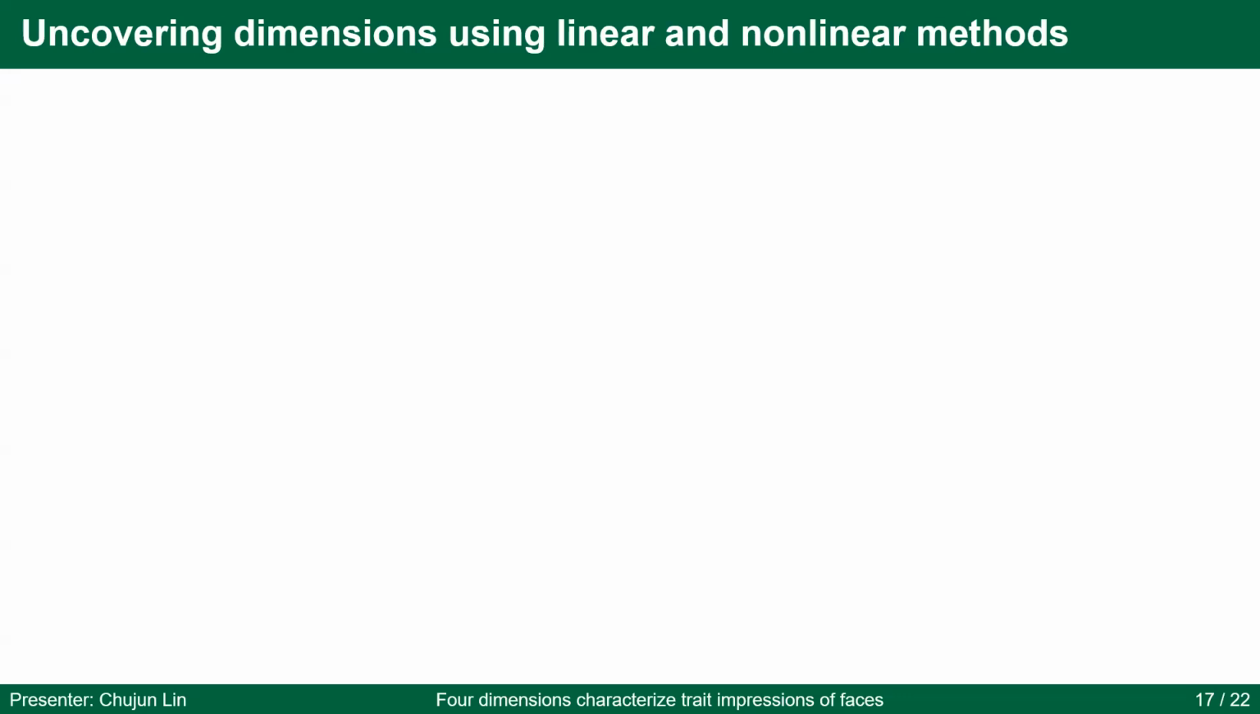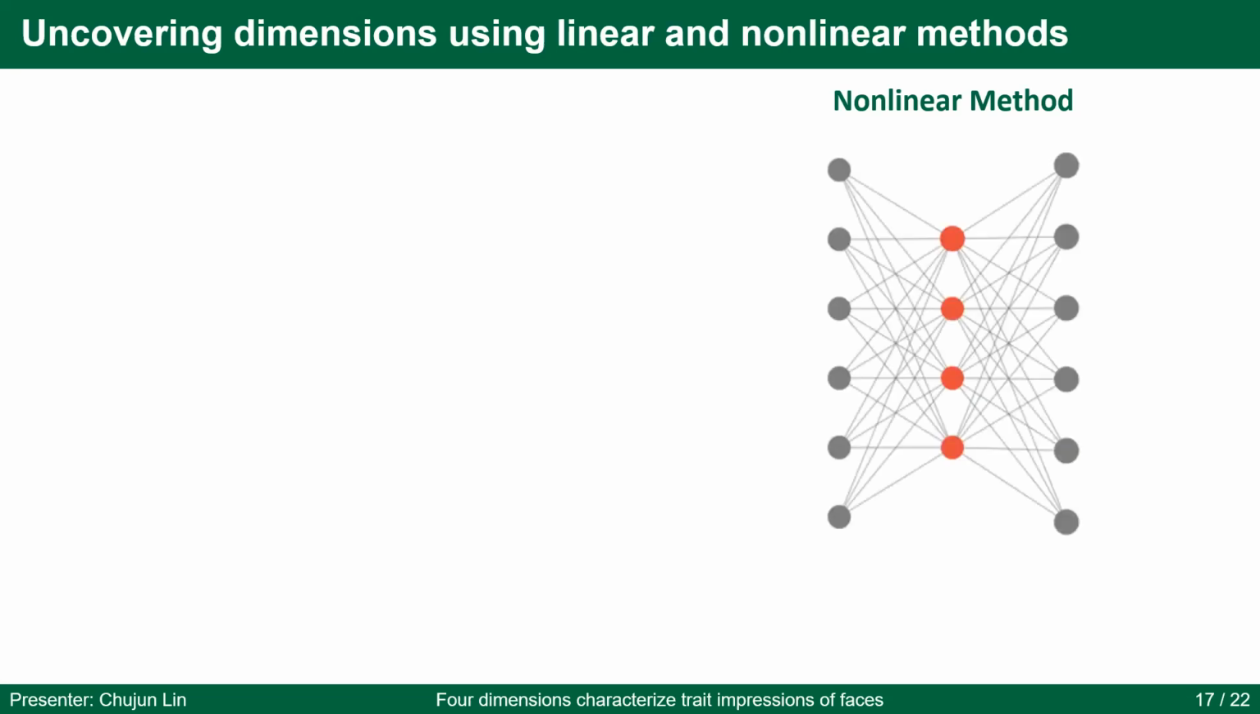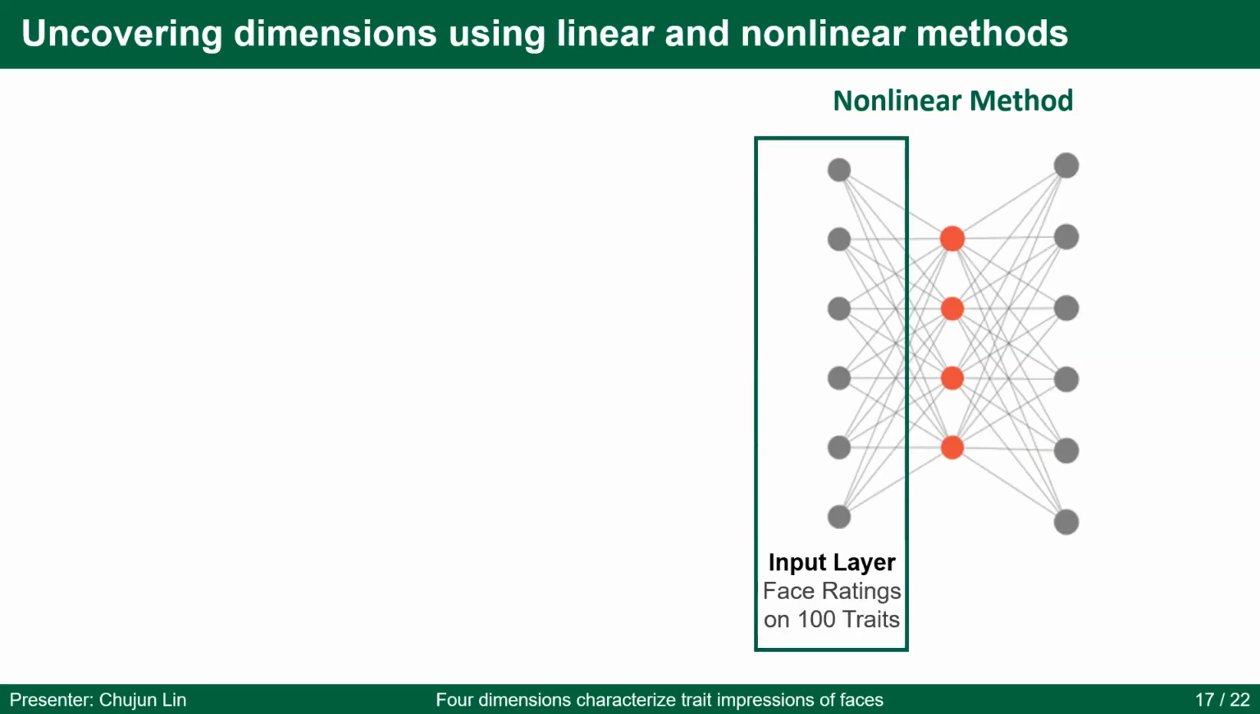Only using linear methods may ignore trait impressions that are meaningfully related but not in a linear way. Therefore, we also analyze the dimensions of the data using a nonlinear method, an artificial neural network. This network has 3 layers. Input layer, where for each face we enter its ratings on the 100 traits.